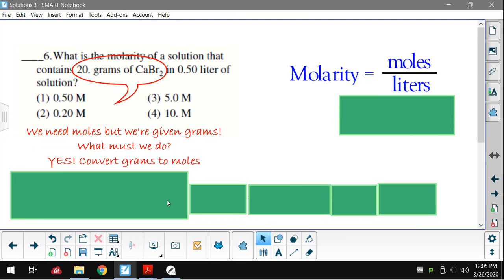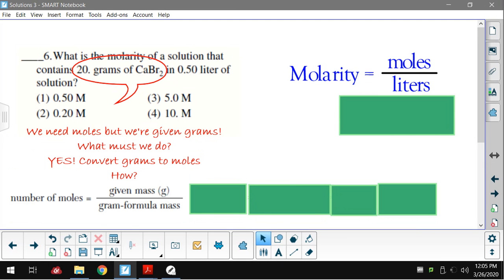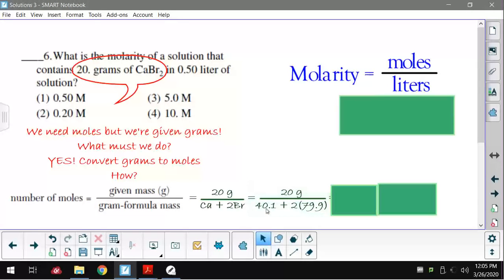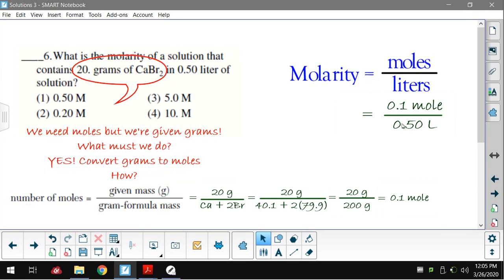And how do we do that? Well, that's in the reference table, Table T. Number of moles is equal to the given mass divided by the gram formula mass. So what's our given mass? Well, our given mass is 20 grams, and our gram formula mass is going to be the calcium plus 2 bromines. Look up on your periodic table, and you'll find that calcium is 40.01 and bromine is 79.9, basically 80. So 40 plus 2 times 80, which is 160, gives 200. We get 20 divided by 200, which is a tenth of a mole. And so now all we have to do is the tenth of a mole over a half a liter, and 1 over 5 is, you got it.